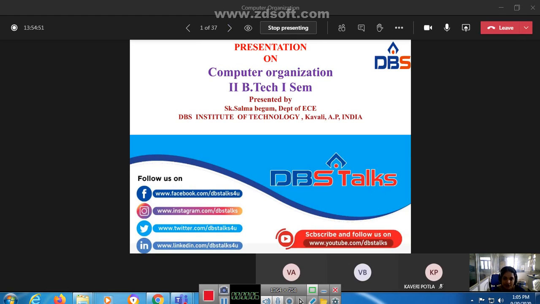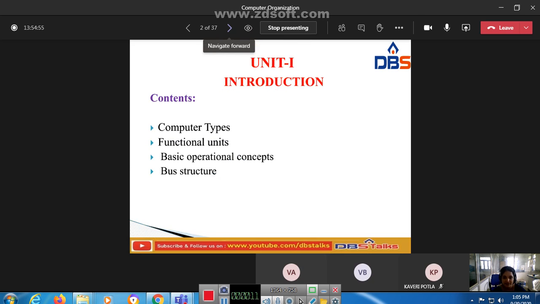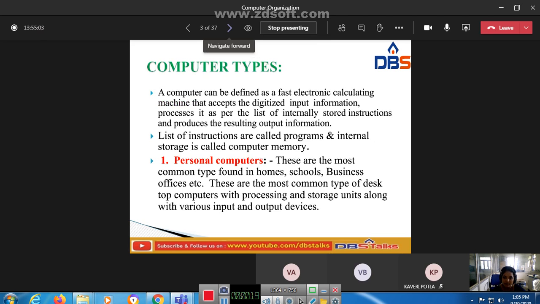Today I am going to discuss the computer organization subject. Coming to the introduction of computer organization, we have some contents: computer types, functional units, basic operational concepts, and bus structure. Coming to computer types, what is meant by computer types?